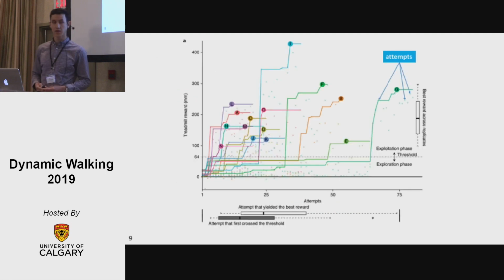In the next figure, I am contrasting different families of solutions. Here we can see in the x-axis the number of attempts, and in the y-axis the treadmill reward. This line is the threshold between the exploration and the exploitation part. So we focus on this family here, the green one, G. We can see how it took approximately 60 attempts to cross the threshold. When the threshold was crossed, the treadmill reward was increased in a much more rapid fashion.